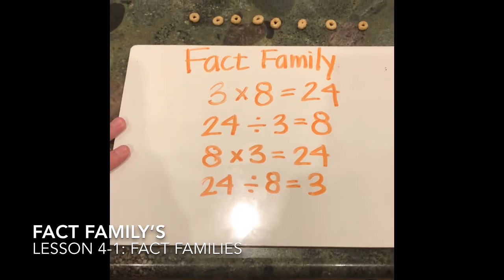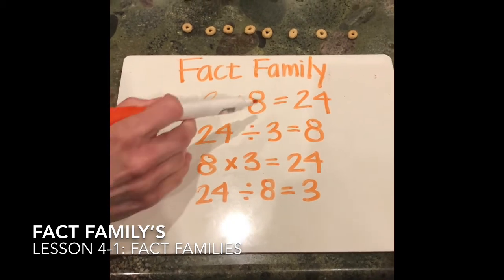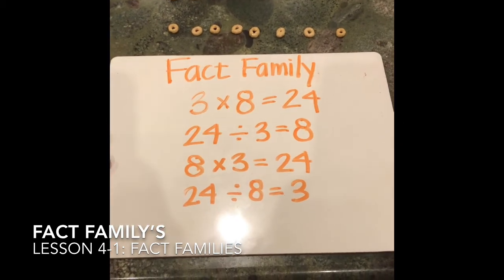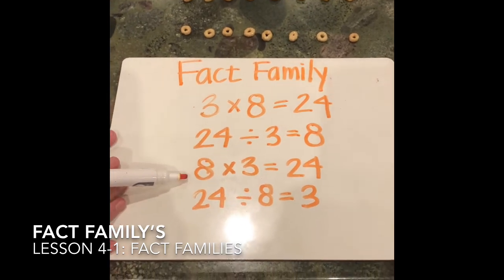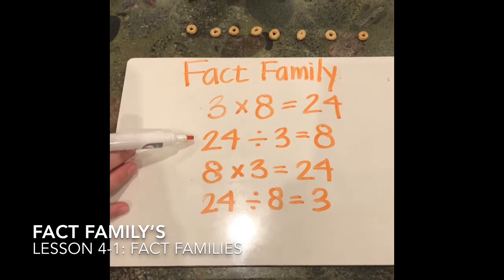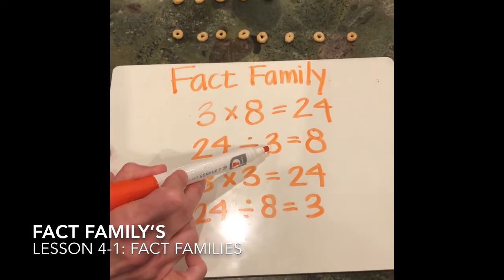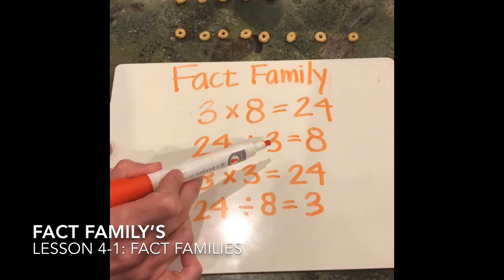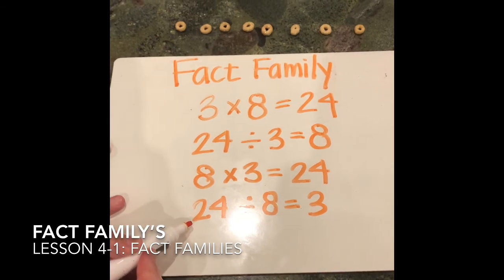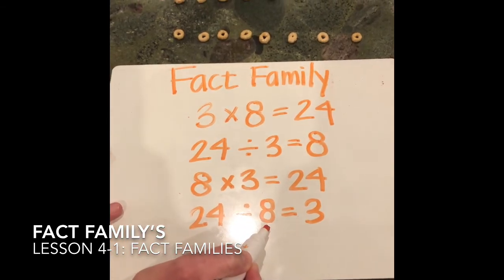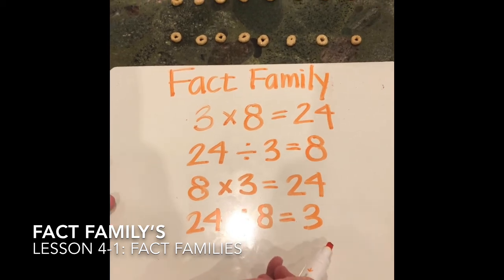That's a fact family. Because of the commutative property, we know that just by switching the factors, the product remains the same. So 3 times 8 equals 24, and 8 times 3 equals 24. When you have 24 of something, and you want to divide it into 3 equal groups, you will have 3 equal groups of 8. If you have 24, and you want to divide it into 8 equal groups, you'll have 3 in each group. And that's a fact family.